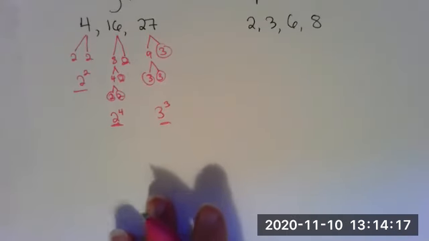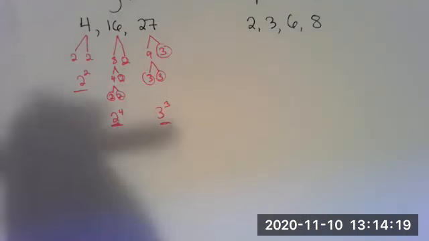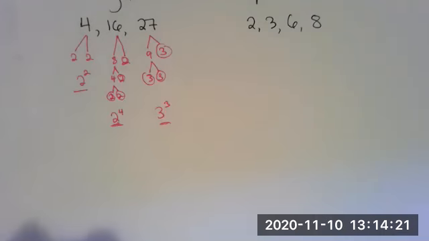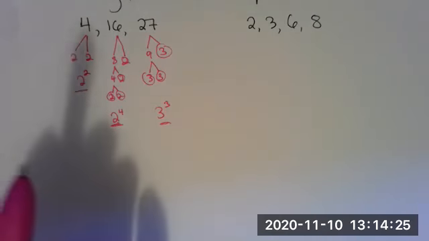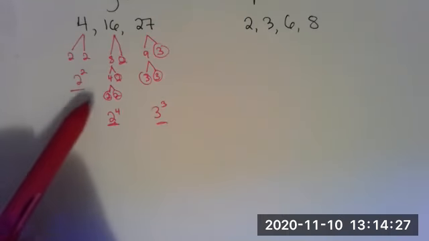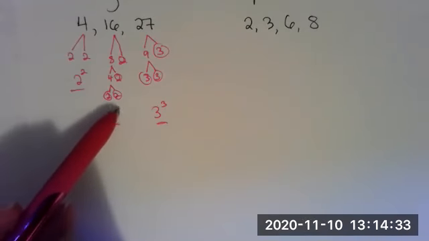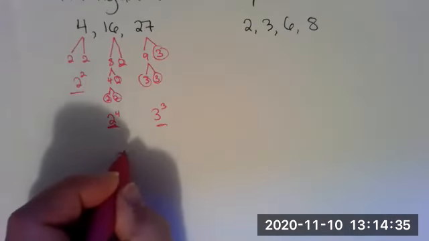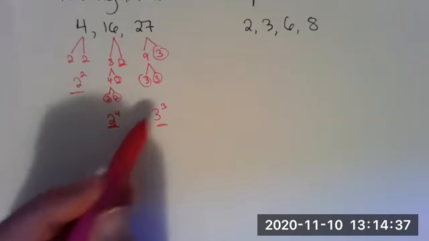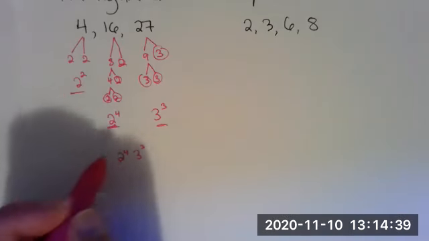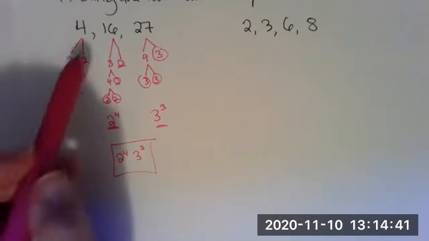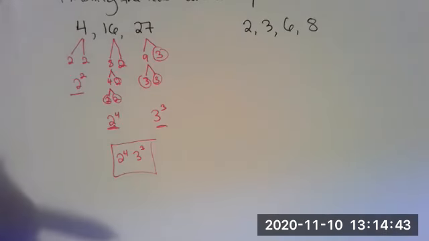So when I'm finding the least common multiple, anytime there's the same base, I just would take the bigger exponent. And then anytime there's a different base, I just have to take whatever is there. So these 2 squared and 2 to the 4th have the same base. So for my least common multiple, I'm going to take the bigger one. So 2 to the 4th times 3 to the 3rd. That's going to be the least common multiple between 4, 16, and 27.